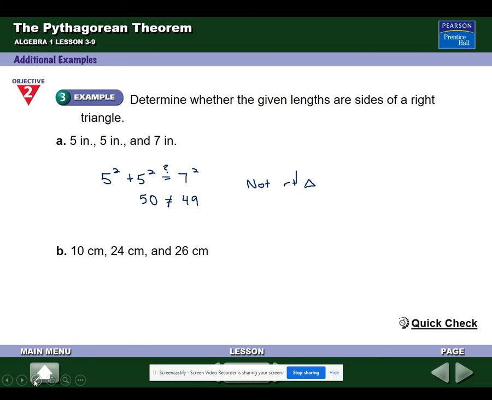It's funny when it does that. I don't know why it does that sometimes. Not a right triangle. Abbreviating there, of course. Let's try it again with this one.